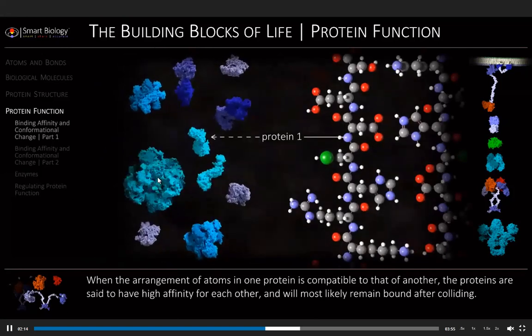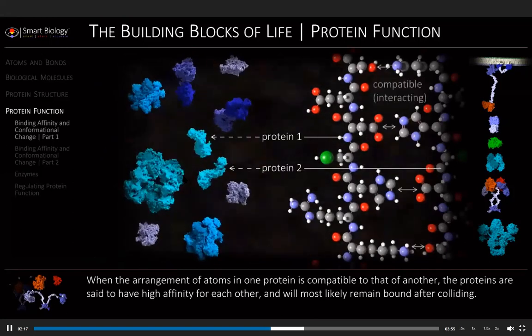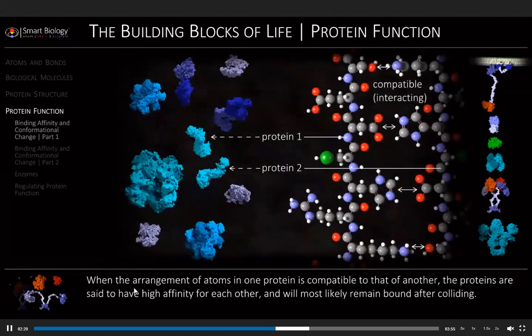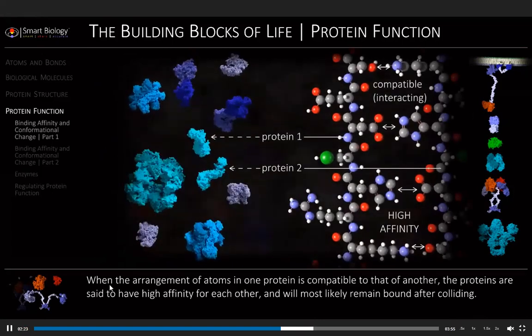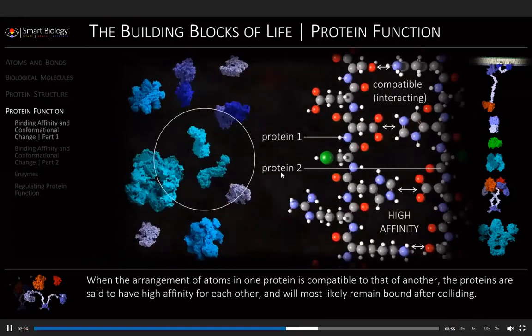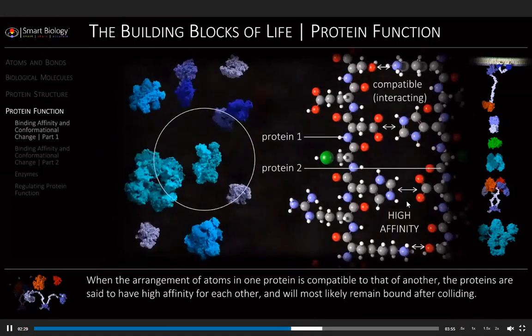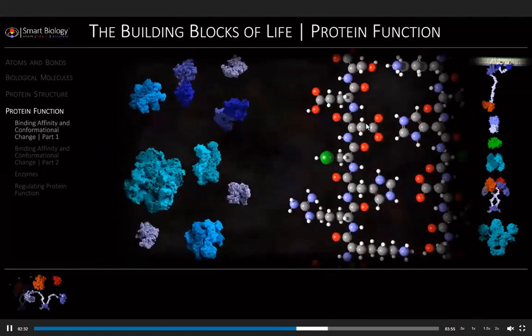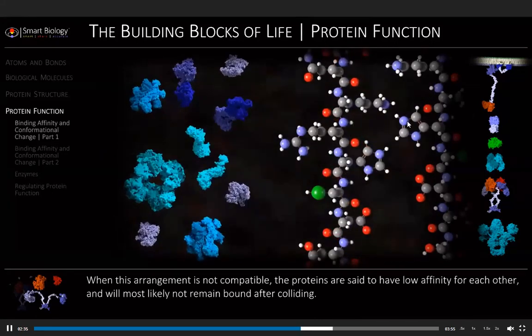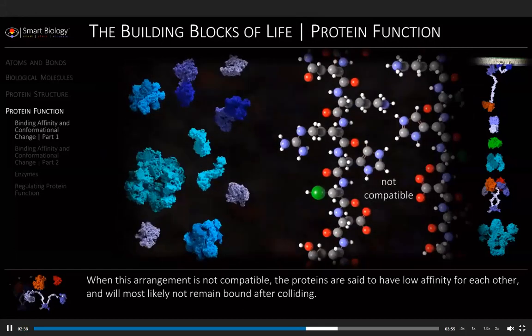So here we will have a look at what we mean by compatibility. And for this, we are going to be focusing again on hydrogen bonds, okay? So we have protein 1, which has a side chain like this, protein 2, and again, these 2 can come very close to each other and they can form an interaction.